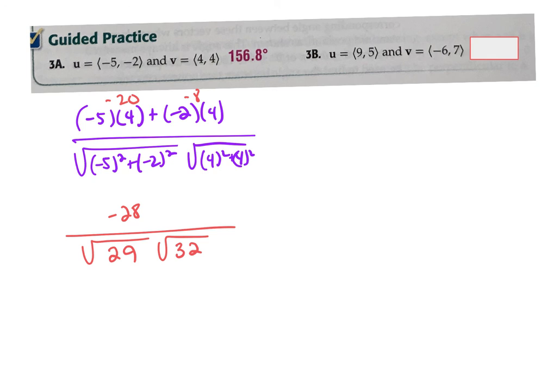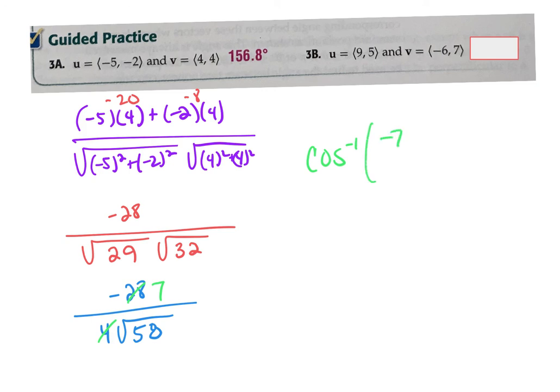So we end up with negative 28 here. We end up with 4 square root of 58, which is kind of hideous. This reduces, the 4. So in your calculators, you do cosine inverse of negative 7 divided by the square root of 58, which should give you this number right here.